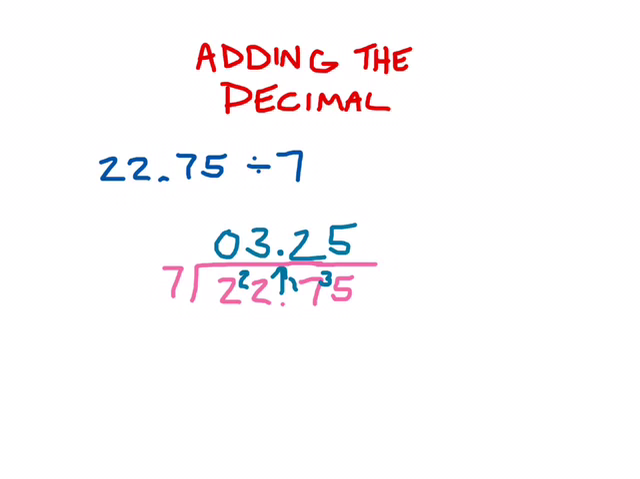You're going to notice, a lot like multiplication, there were 2 decimal points in my original problem. There will be 2 decimal points in my answer. And that's really all there is to it.